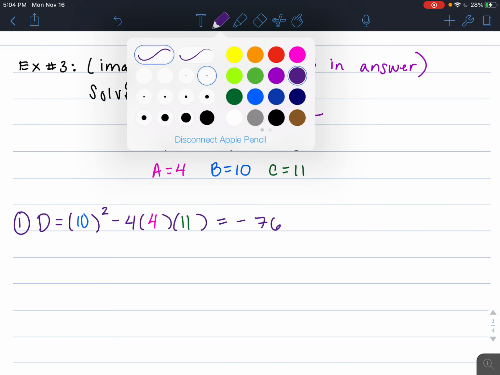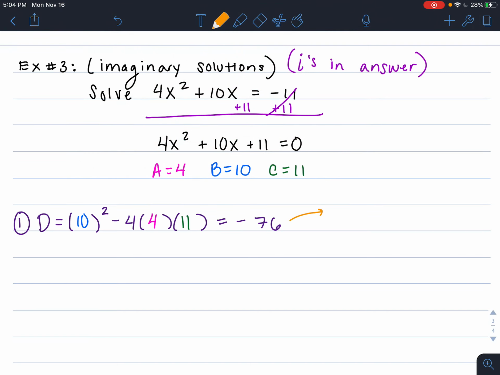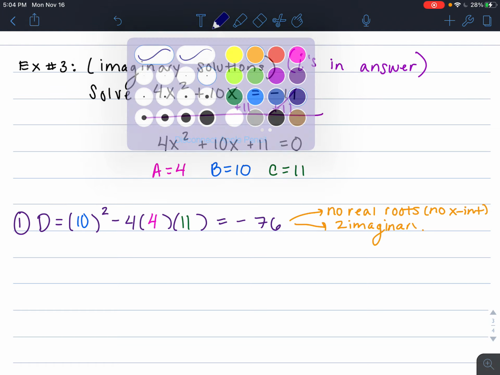Right, so a negative discriminant tells us, right, we'll just review the discriminant a little bit. This tells us we have no real roots, right? There's no x-intercepts. And that means that there are two imaginary solutions to this problem. So we're going to have two i's.